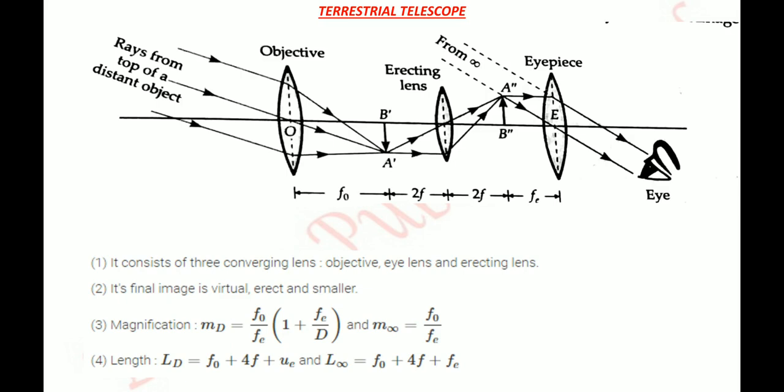Length of the tube, if the final image is at capital D, is FO, that is focal length, plus 4F, that is 2F plus 2F, plus UE. And when the final image is at infinity, then it is FO, focal length of objective, plus 4F plus FE. It is not there in your syllabus, only for knowledge purpose I was telling.